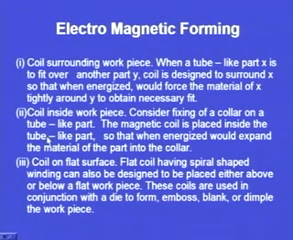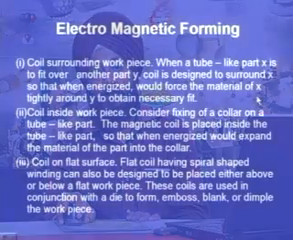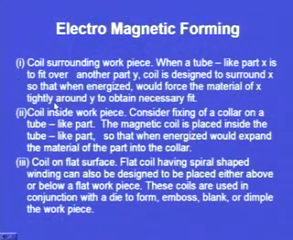Now, there are three cases. The first case is the coil surrounding the workpiece. So, there is a coil surrounding the workpiece when a tube-like part X is fit over another part Y. X and Y are the two parts. The coil is designed to surround X so that when energized, meaning when we provide electrical energy or voltage in this case, it would force the material of X tightly around Y to obtain the necessary fit.